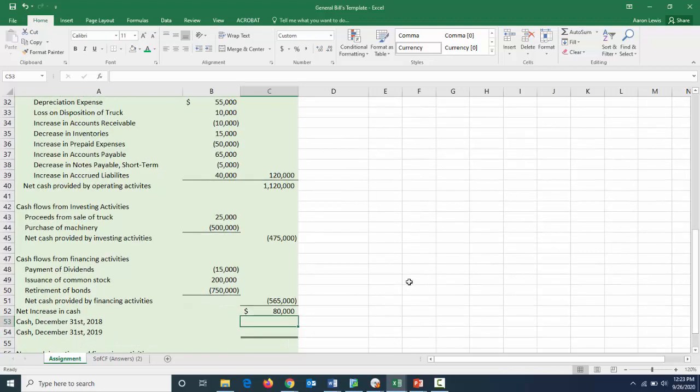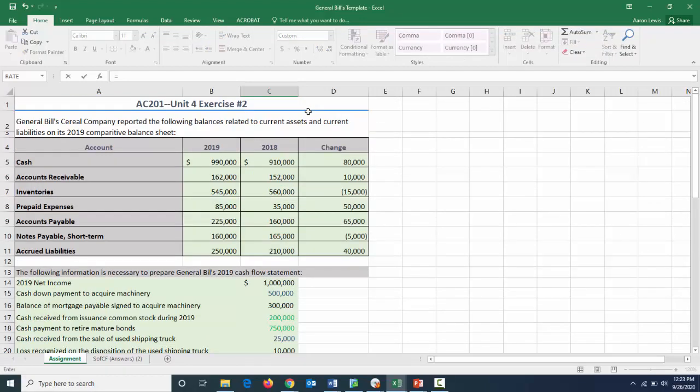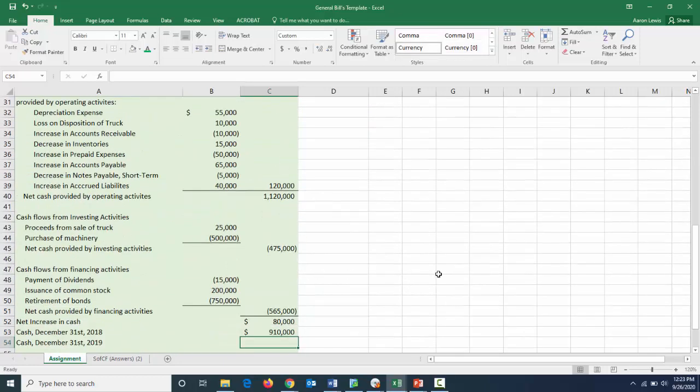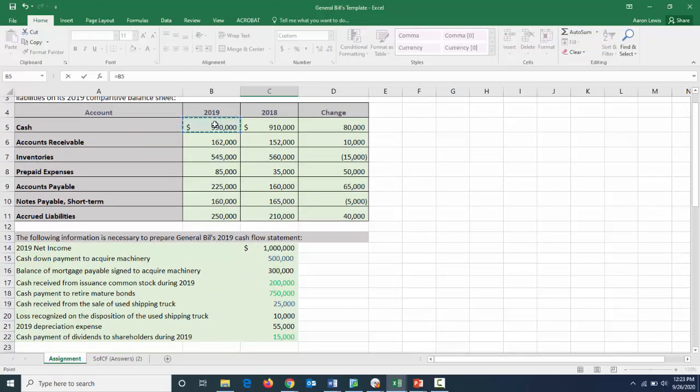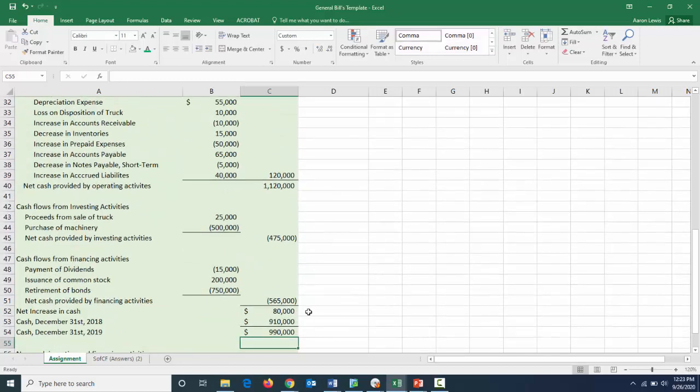Well, let's make sure this checks out. We have to list our cash balance at the end of the prior year. That is in the information that we have above. Our cash balance at the end of the prior year was $910,000. We have to list our cash balance at the end of the current year. Again, in our information, it tells us it was $990,000. Does that make sense? Is that an increase of $80,000? It is. We went from $910 to $990.